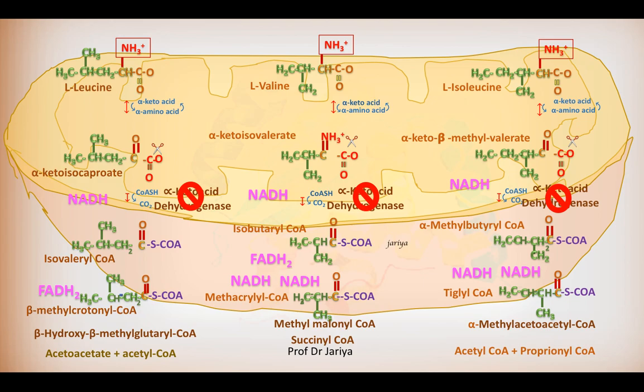Now coming to the disorders. In maple syrup urine disease, the branch chain alpha keto acid dehydrogenase complex that oxidatively decarboxylates the branch chain amino acids is defective. This leads to accumulation of their keto acids, leading to intellectual disability, and there is a burnt sugar smell in the urine.